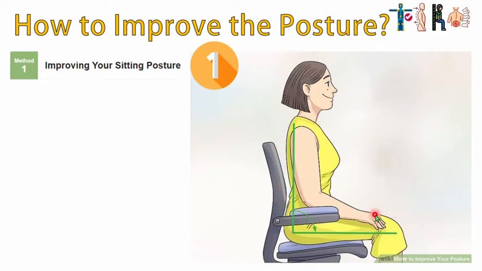Keep your thighs at a right angle to your calves. Keep your shoulders straight, just like this, and squared. Your head upright, and your neck, back, and heels are aligned. Okay, it must be aligned. And then align your back with the back of the office chair or any chair. This will help you avoid slouching or leaning forward.